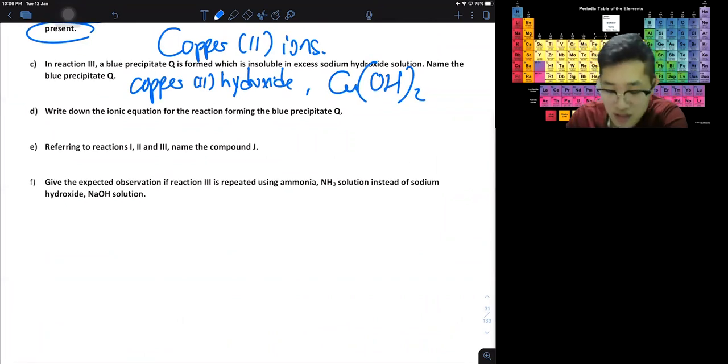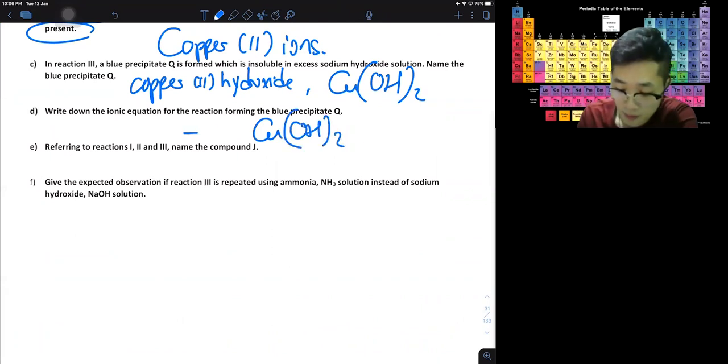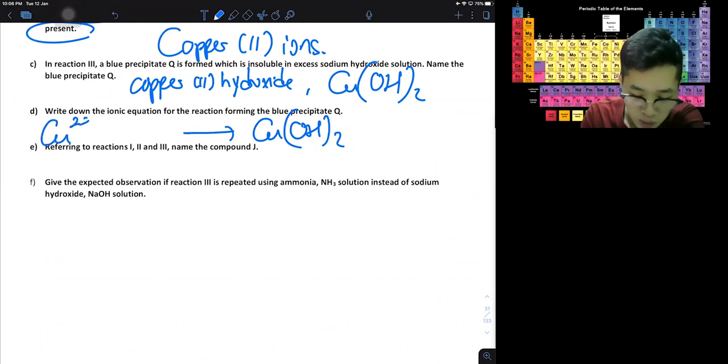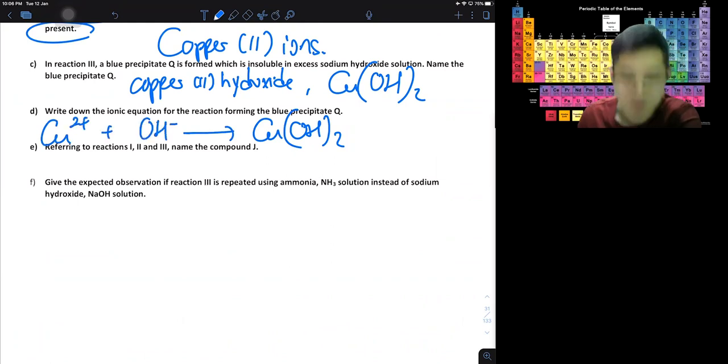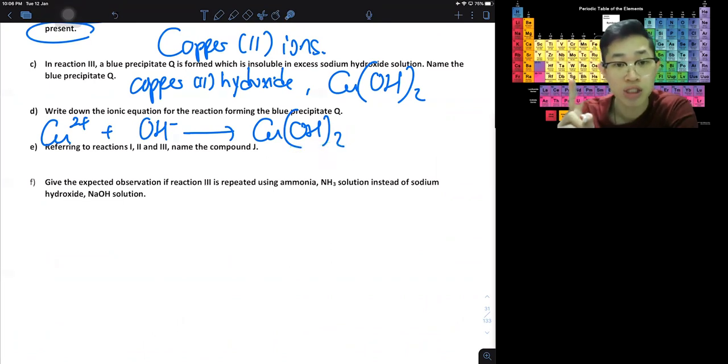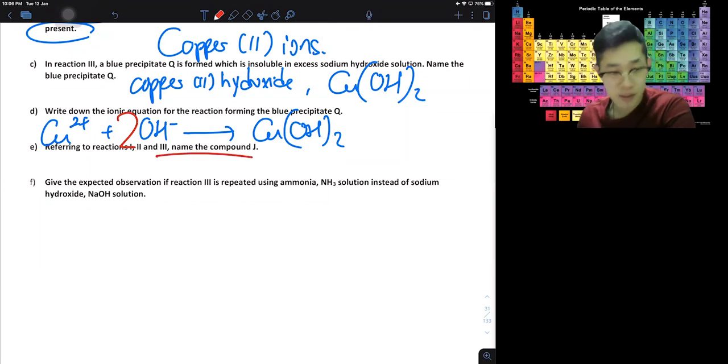Ionic equations are very easy. Cu(OH)2 needs Cu2+ and OH-. To balance the equation, can you see? 2 OH, so that means we need 2 OH-. Referring to reactions 1, 2, 3, name the compound J, done, copper 2 carbonate, CuCO3.